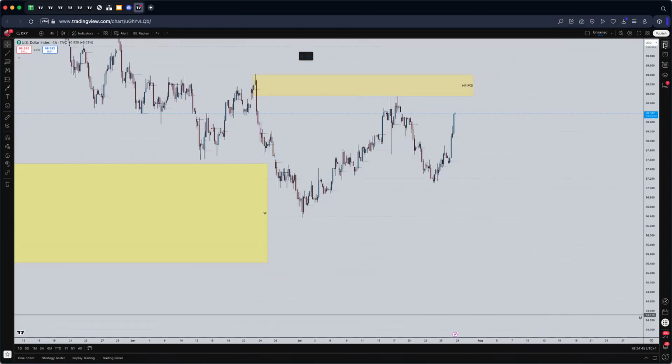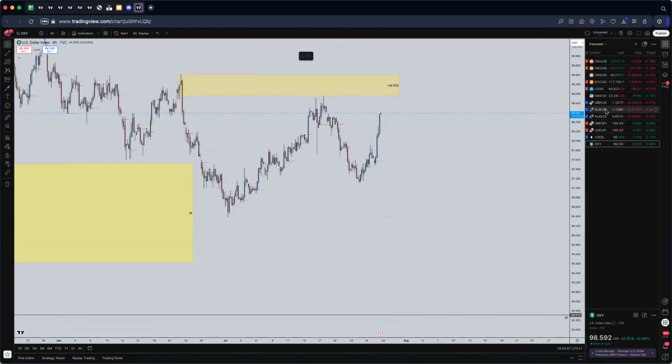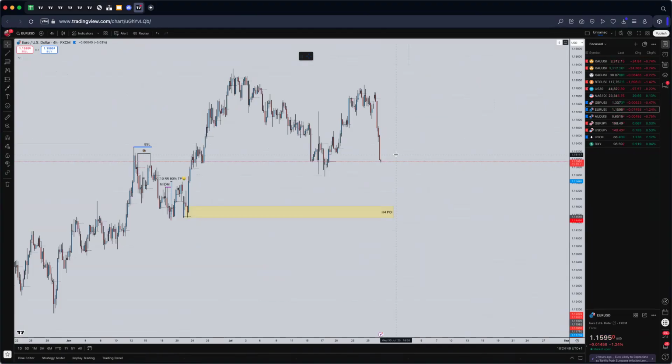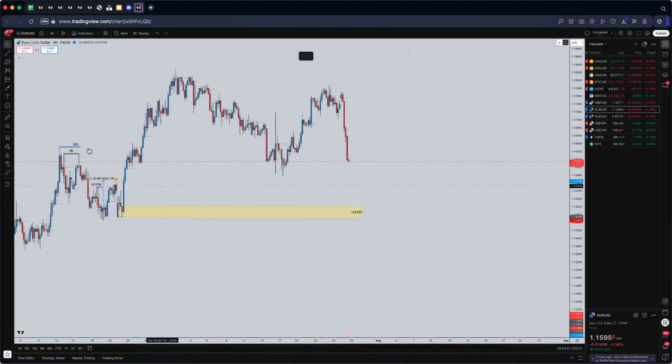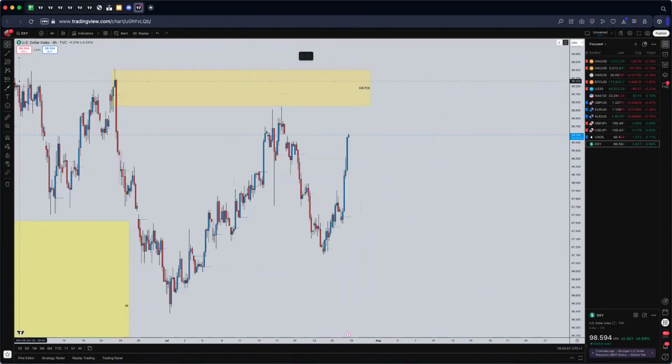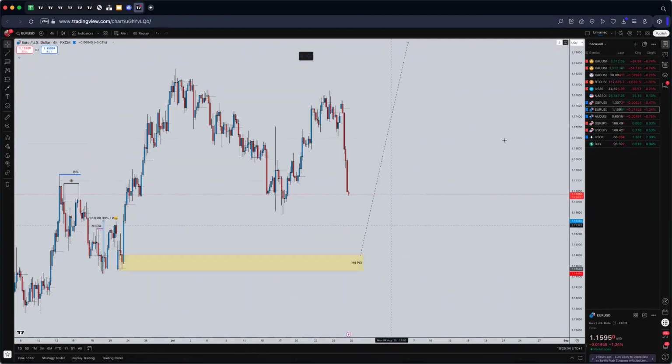So if we're looking at DXY, which is a direct correlation of Euro USD, you can see that's doing the direct opposite. So now on Euro USD, we start looking at potential buys. Because if the dollar is going to go down, like we just mentioned, from here, where's the arrow going? If this does go down like that, then what do we expect? Euro USD to do the opposite.